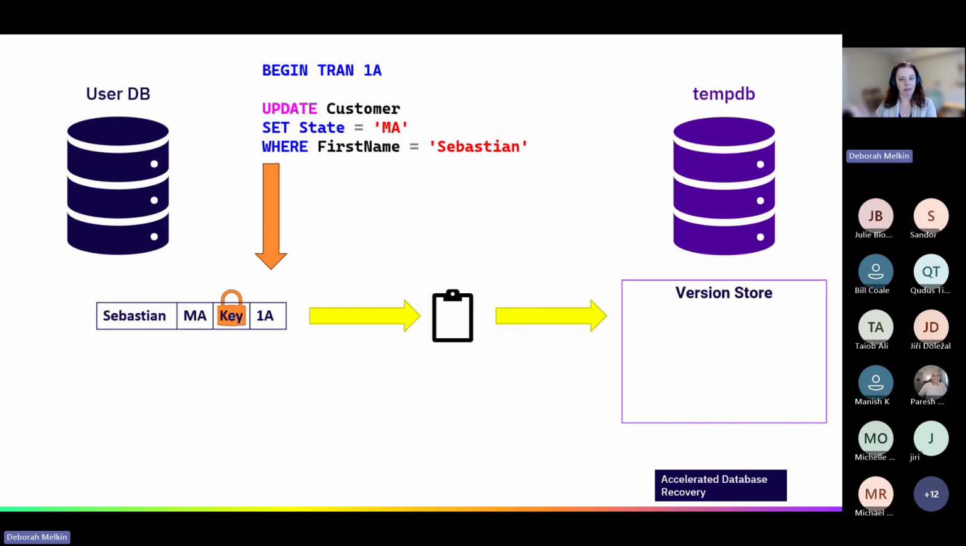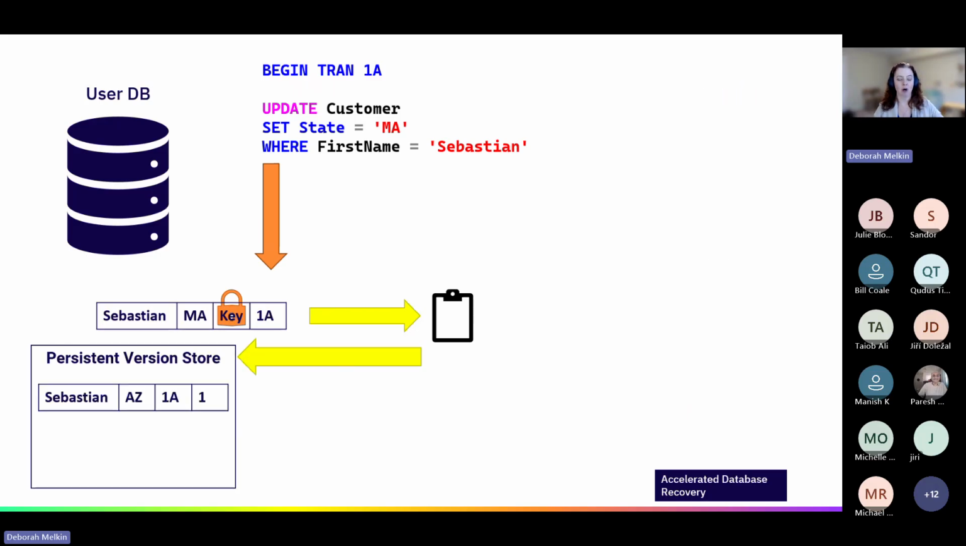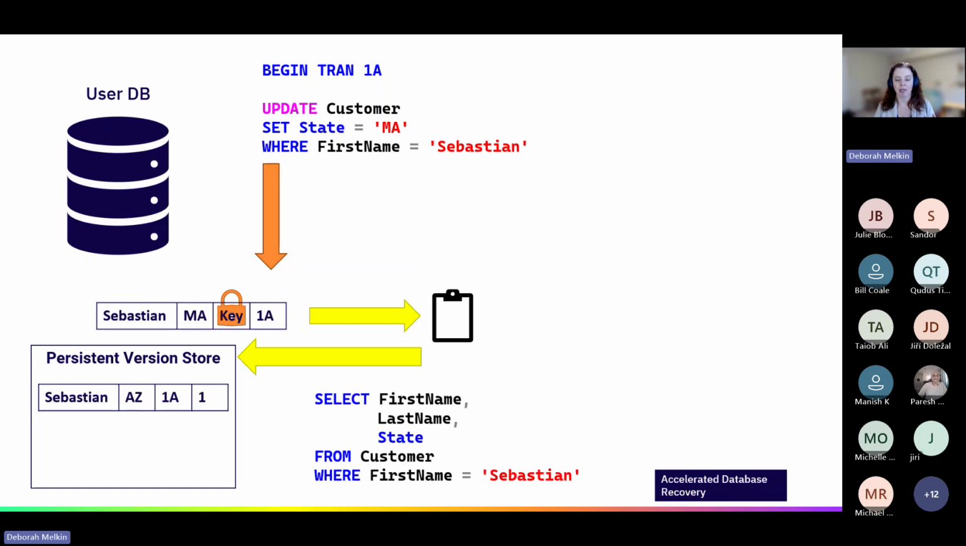Version store in TempDB? Nope. It's going to our persistent version store in our user database. So now when we have our select statement coming in from a different session and it goes to read, it's going to read from the persistent version store. So it's the same concept. It's just where we're reading from is different. It's not TempDB, it's now our user database. So this is pretty overly simplified, but hopefully it makes sense.